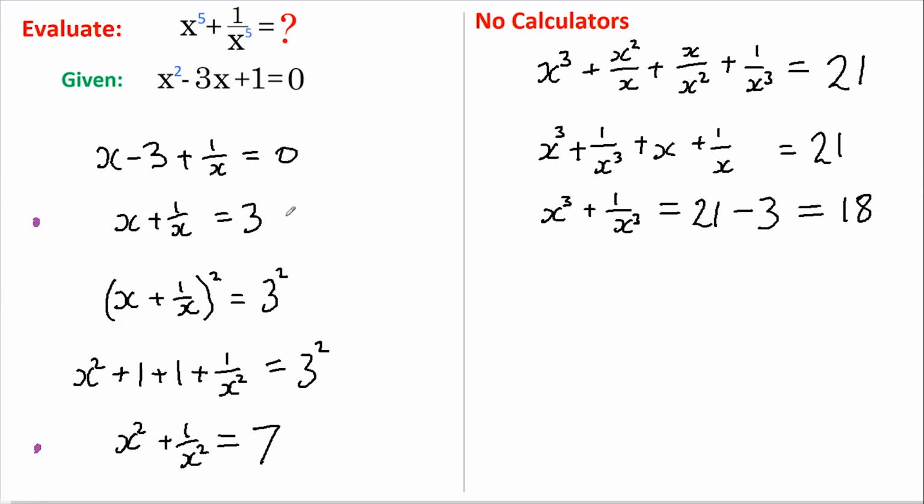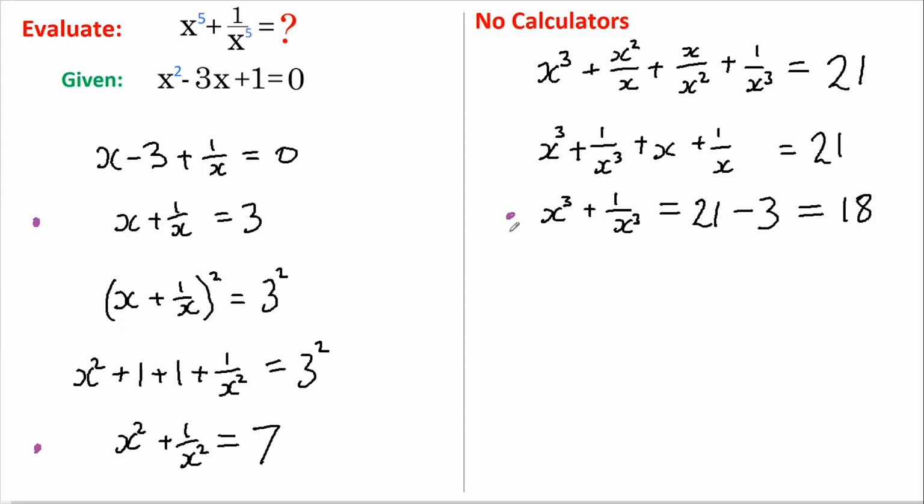So we now have values for x squared plus 1 over x squared, and x cubed plus 1 over x cubed. And now for the final step. How are we going to get to x to the 5 plus 1 over x to the 5? Well, we're going to multiply the x squared terms by the x cubed terms.